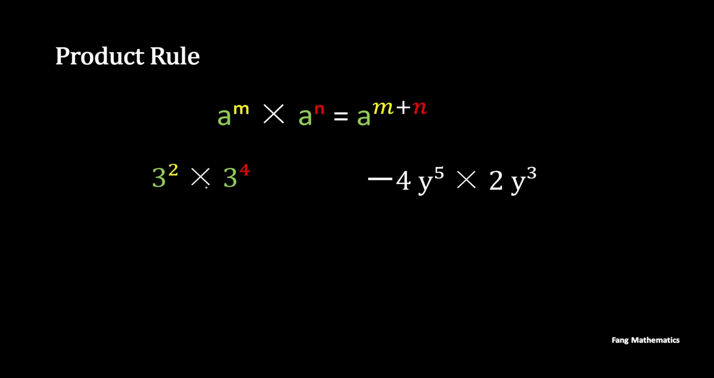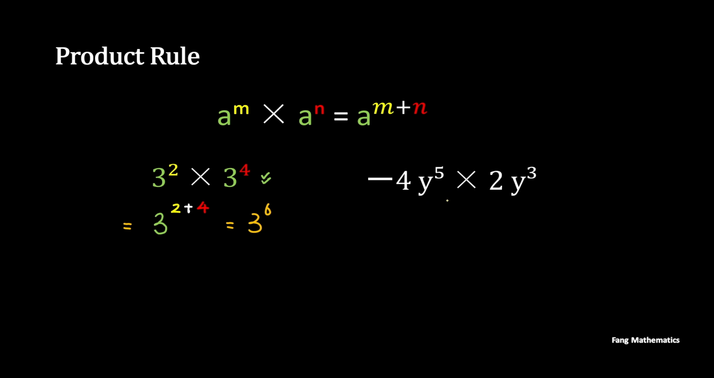Let's refer to the first example we have. We have 3 squared times 3 to the power of 4. You should first check that they are the same base, 3 and 3, and they are being multiplied together. So you satisfy the two conditions, and we take the same base, 3, and add the powers together. So we have 2 plus 4, and I believe you should get 3 to the power of 2 plus 4, which gives you 6. That's your final answer.